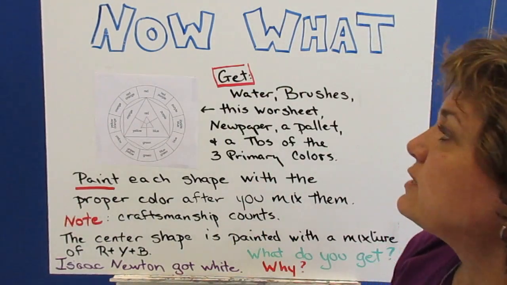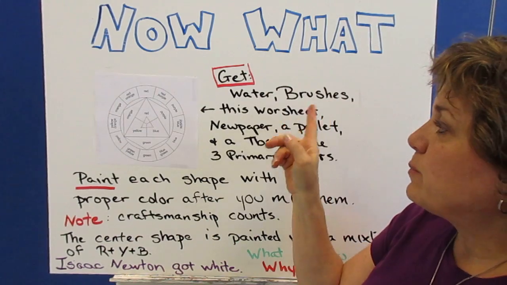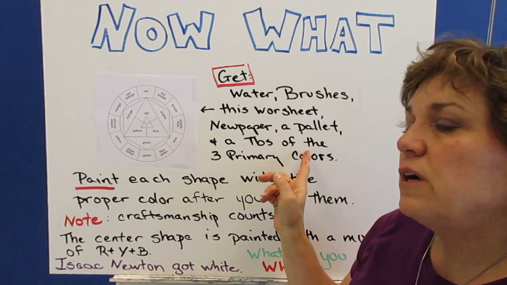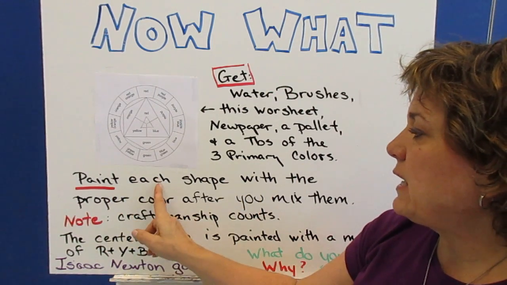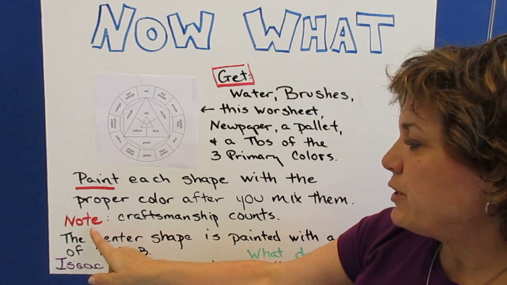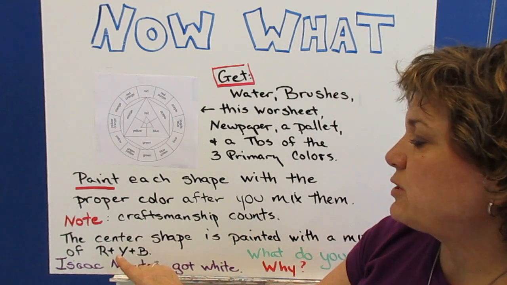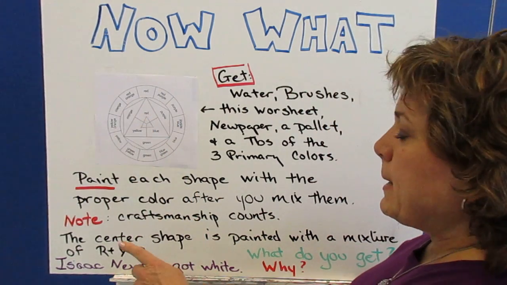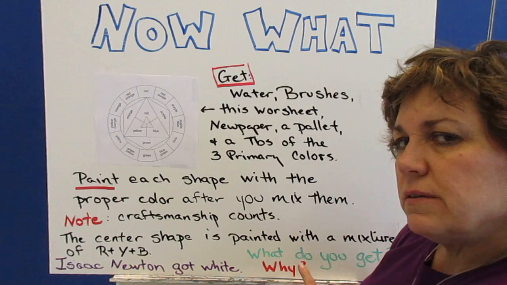Now what? Your assignment is to follow this information. Get some water, a couple of brushes, this worksheet, newspaper, and a palette, and about a tablespoon of each of the primary colors that you'll find in the back materials station. Paint each shape with the proper color after you mix them. So you'll see on here they're labeled. Note, craftsmanship as always counts. The center shape is to be painted with a mixture of red, yellow, and blue. So there's a center shape in here I've drawn in. Okay? Isaac Newton gets white if he mixes all the colors together. Wonder what you're going to get and why.